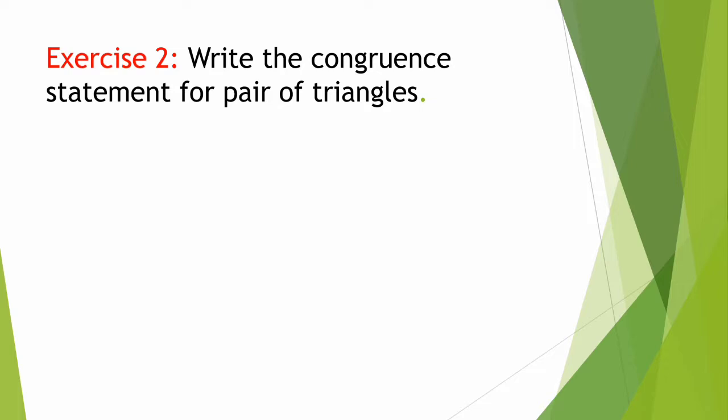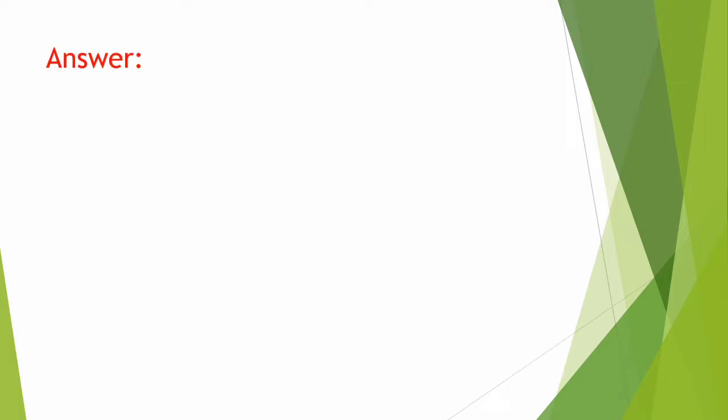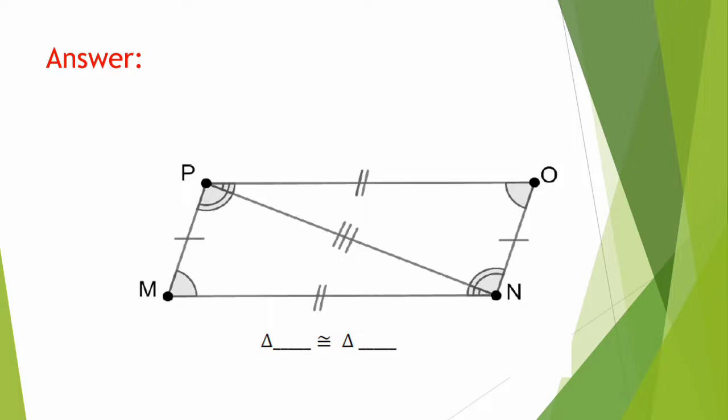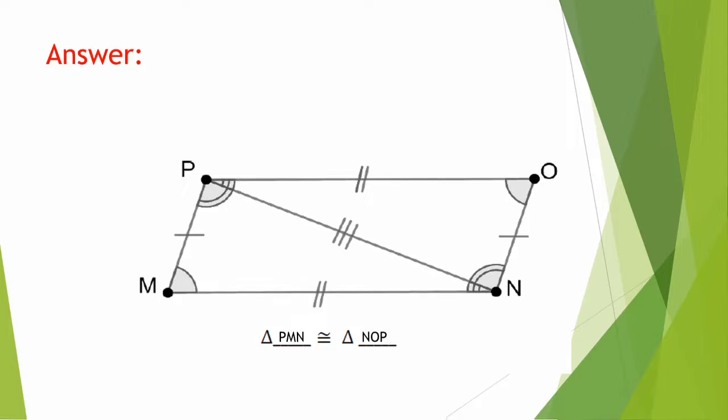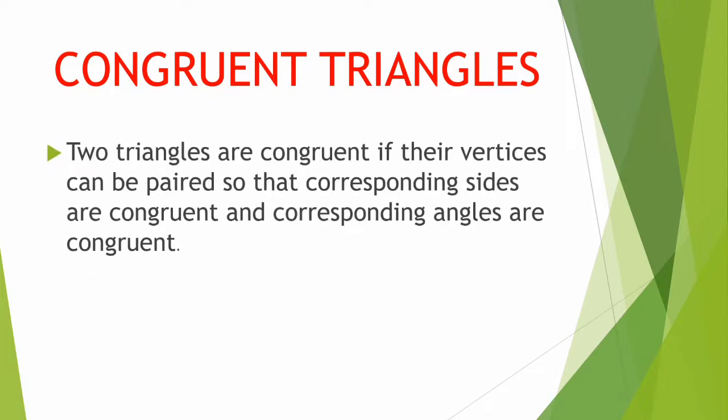Exercise number 2. Write the congruent statement for the pair of triangles. Triangle blank is congruent to triangle blank. And the correct answer is triangle PMN is congruent to triangle NOP. So again, when can you say that the two triangles are congruent? Two triangles are congruent if their vertices can be paired so that corresponding sides are congruent and corresponding angles are congruent.